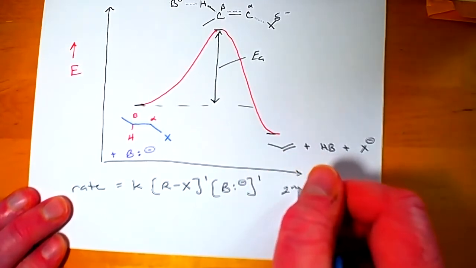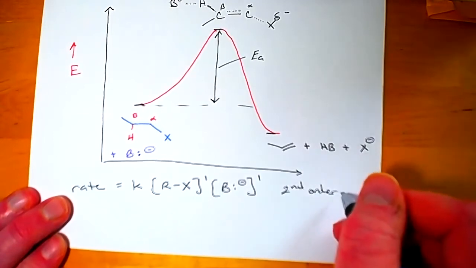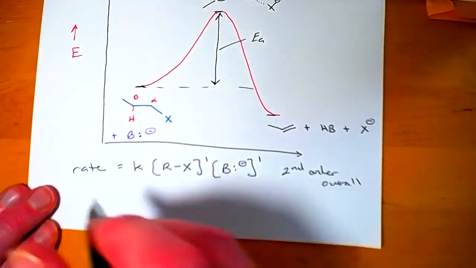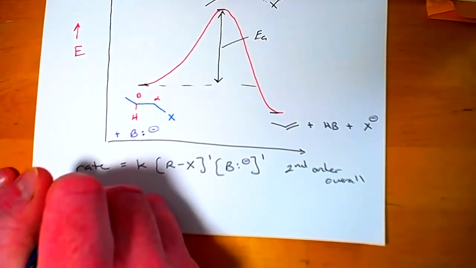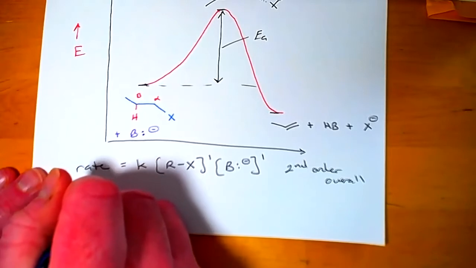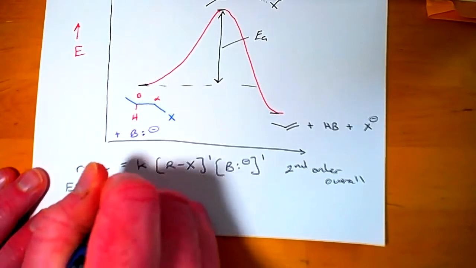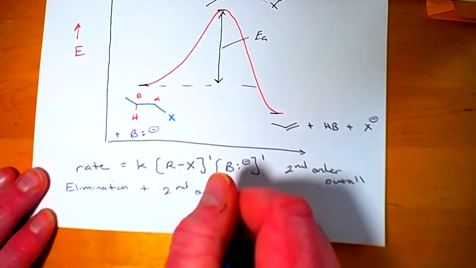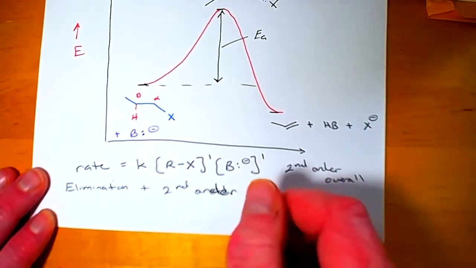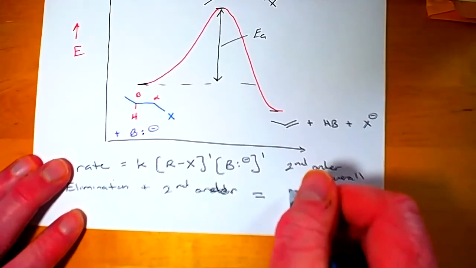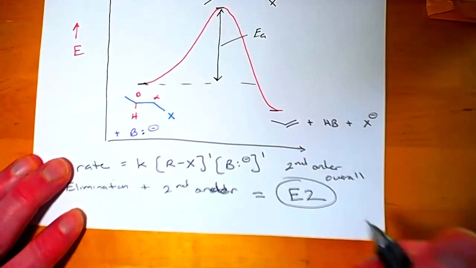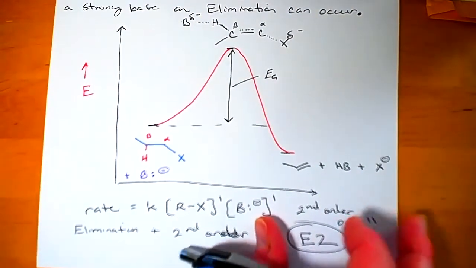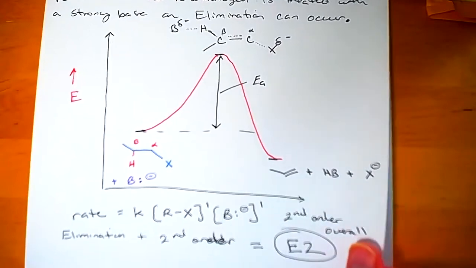And that means that this is second order overall. So putting that all together, you've got elimination plus second order, and we describe this as what is known as an E2 reaction, elimination second order process.